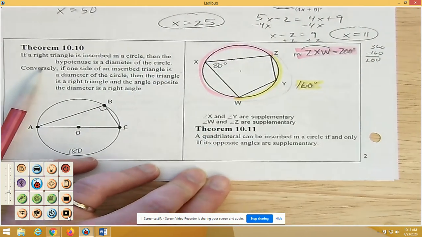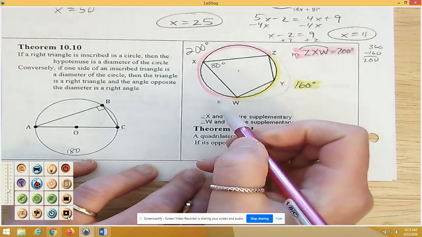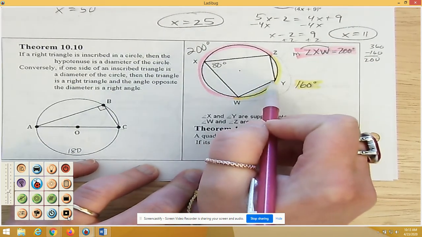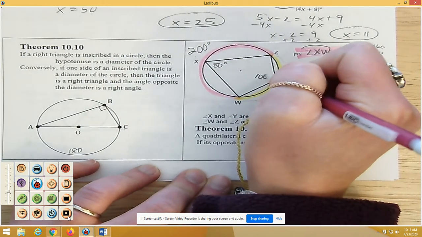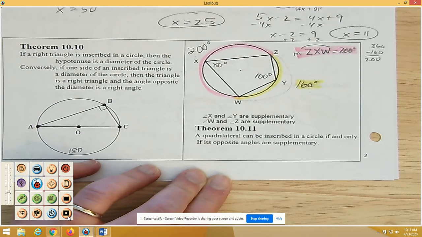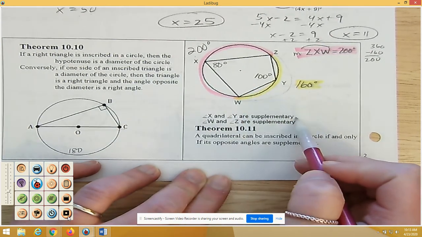Okay, so that pink arc is 200 degrees. Well, that's the arc. So now the corresponding inscribed angle is going to be half of that. So half of 200 is 100. Whoa, 80 plus 100 is supplementary.